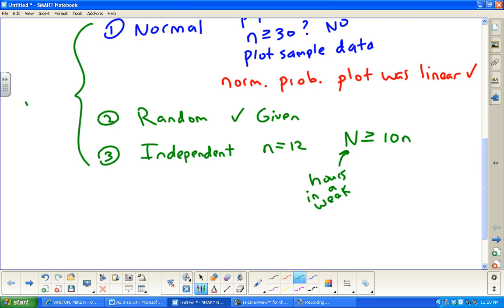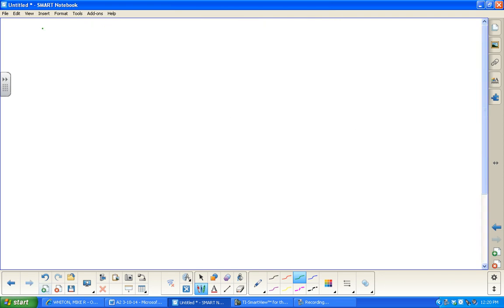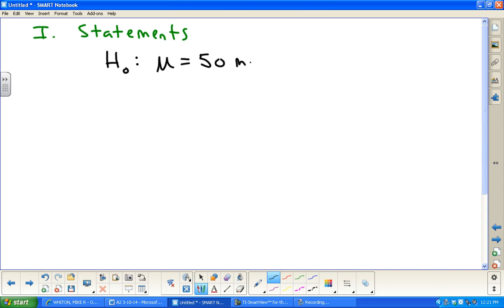So we're able to use our process. So let's go and set up the statements. Let's write the hypothesis statements here. Again, the whole thought process here is that we're going to assume that their claim is correct. The null hypothesis, we're going to assume that the mean really is 50 minutes.